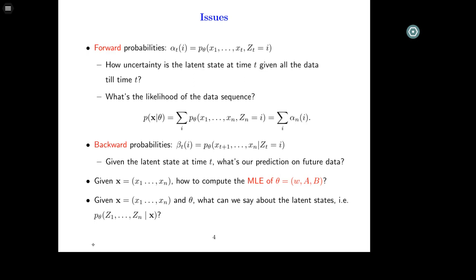We start with the first row of the alpha matrix, and then calculate the second row and go on. Another important quantity we need to compute is called the backward probabilities. It's called the beta. And the beta, again, is indexed by T and I. Here the T ranges from 1 to n minus 1, right? Because you only observe xn.